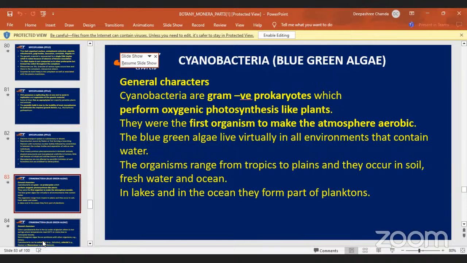Oxygenic photosynthesis means this photosynthesis releases oxygen, like plants. Plants mostly perform photosynthesis and they give off oxygen. During the process of photosynthesis, they split water molecules and produce this oxygen. So that is oxygenic photosynthesis. But there are other bacteria which can perform photosynthesis, but they don't produce oxygen.